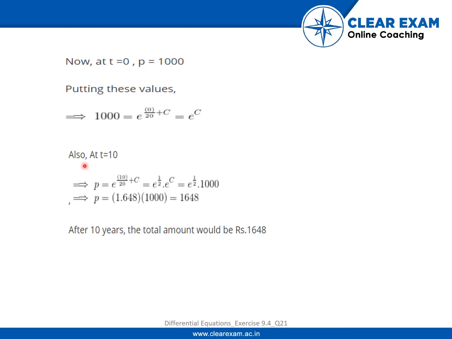Also at T equal to 10, P is equal to e raised to 10 upon 20 plus C. So again using the rules of indices, this is just e raised to 10 upon 20 plus C, right? So we can write it as e raised to 10 upon 20 into e raised to C. So e raised to 10 upon 20 is 1 upon 2, into e raised to C. So e raised to half, so 0.5, into e raised to C which is 1000. So P is equal to e raised to 0.5, which was given as 1.648, into 1000, therefore 1648.